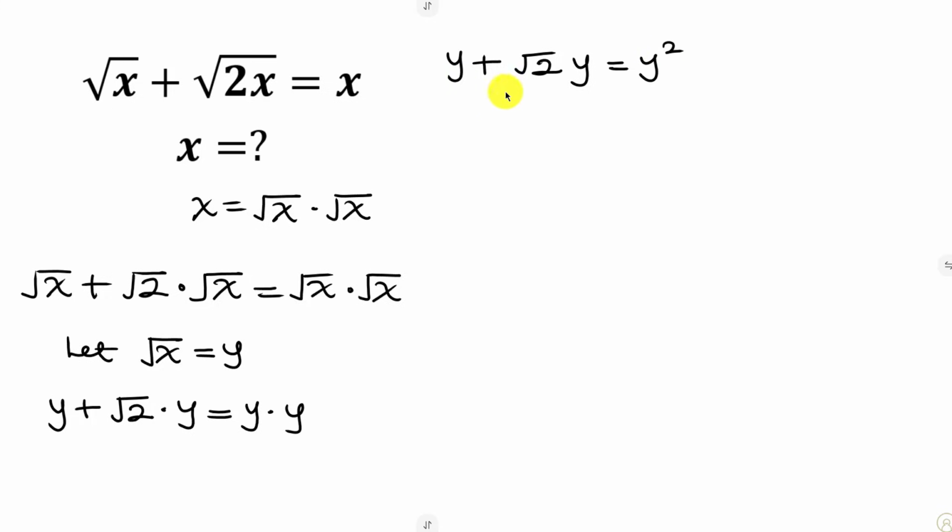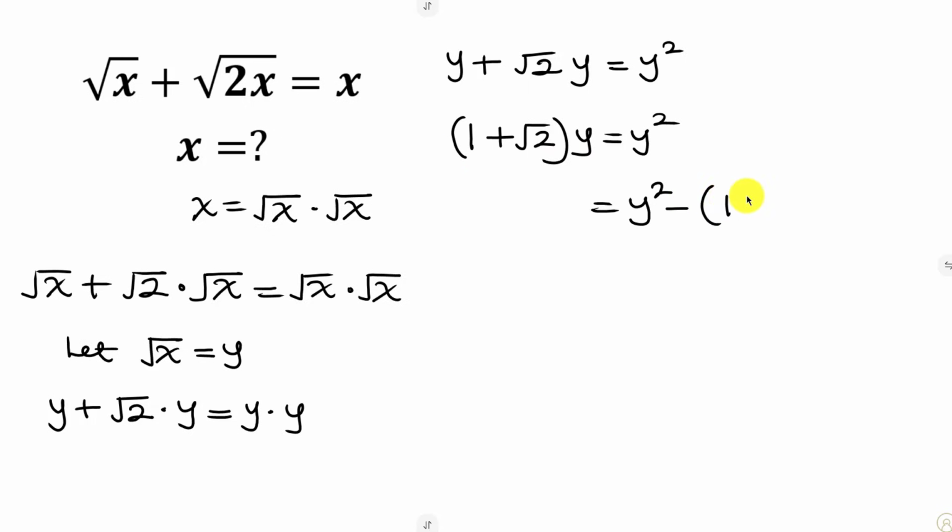Now you notice that on the left hand side y is common, so we can factor out y. So I open a bracket and factor out y. So y divided by y is 1 plus the square root of 2 times y divided by y is the square root of 2. Very good. And this is equal to y squared. Now let's move everything to one side of the equation. So this is equal to, I have y squared here. When I move this expression to the right side, it becomes minus 1 plus the square root of 2y, thereby leaving 0 on the left hand side.